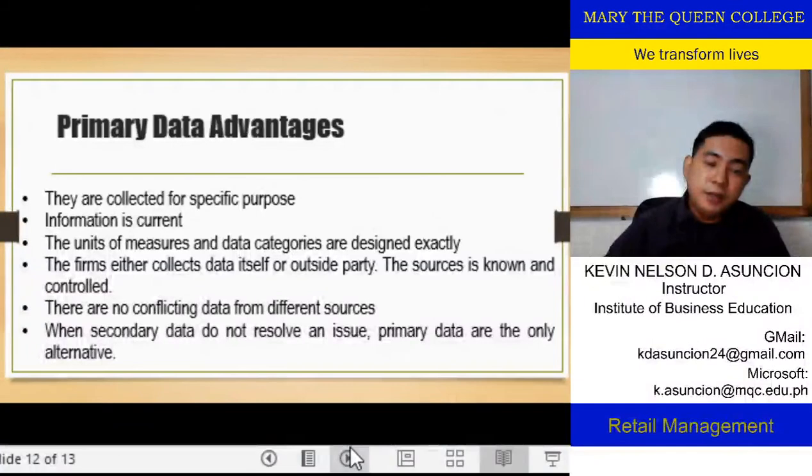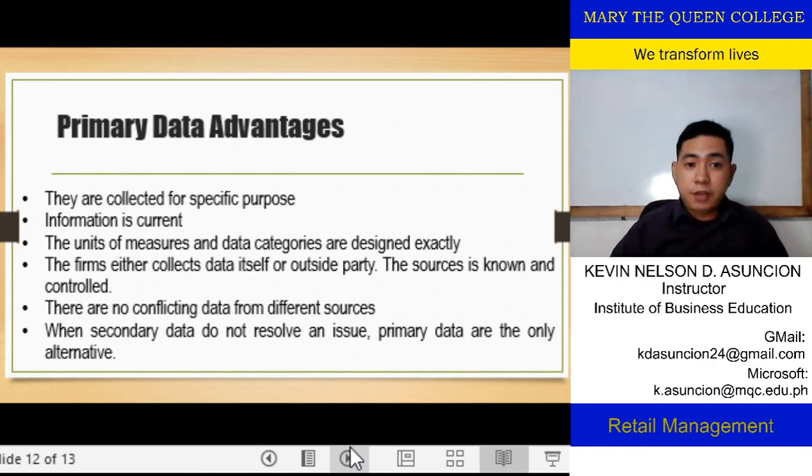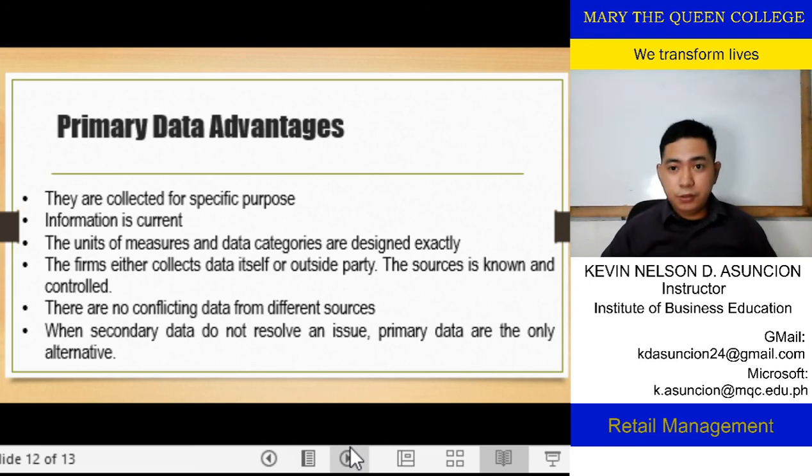Primary data gathering. Okay? Not costly ang secondary data, but we have now the primary data advantages. So they are collected for a specific purpose. Information is current, so actual. The units of measures and data categories are designed exactly, and the firm either collects data itself or through an outside party. So the source is known and controlled. Kasi nga you know your respondents. Well targeted yung mga respondents mo. There are no conflicting data from different sources. Yan nga. It is made for that kind of research actually.